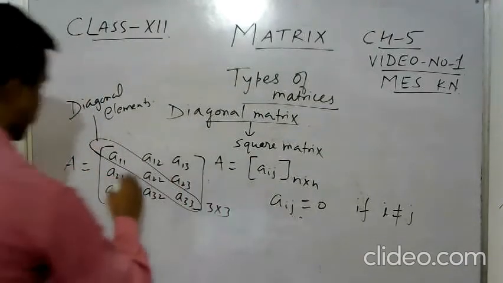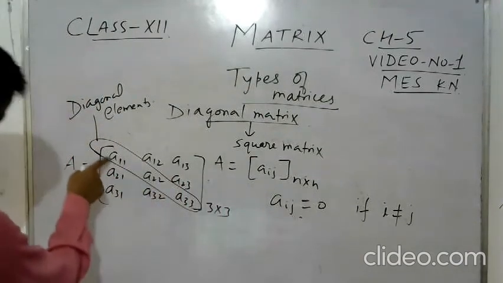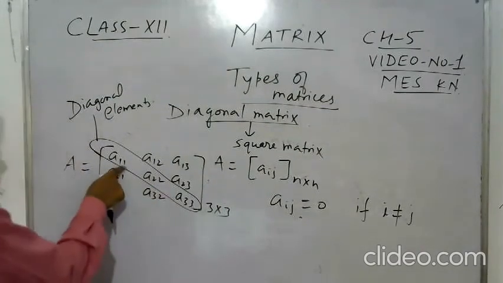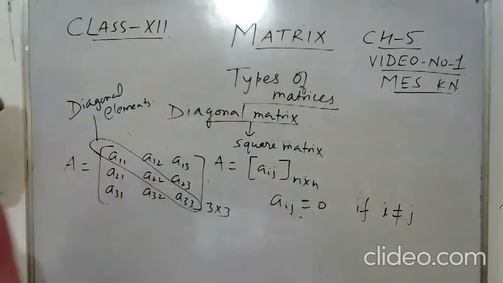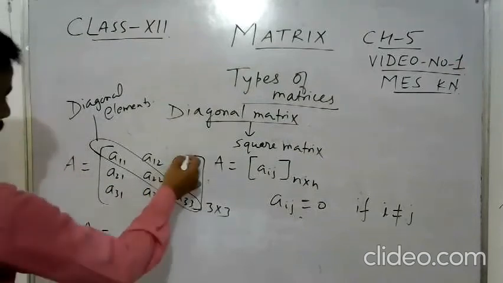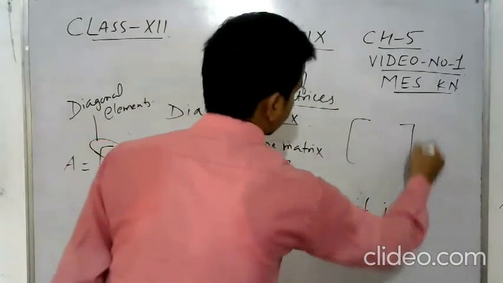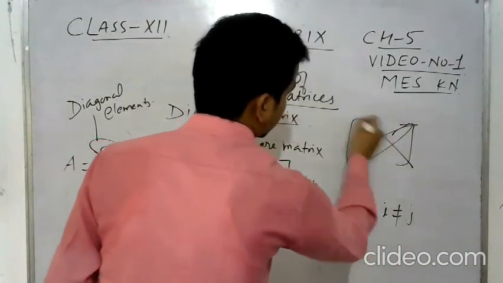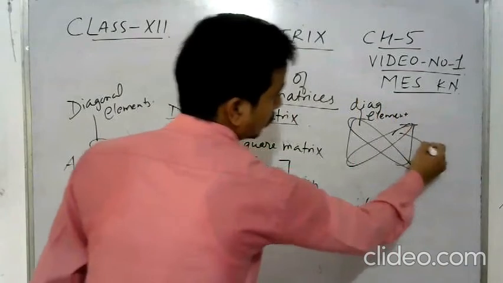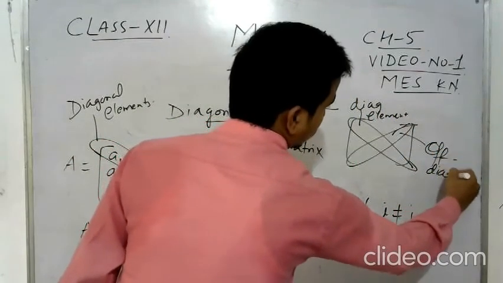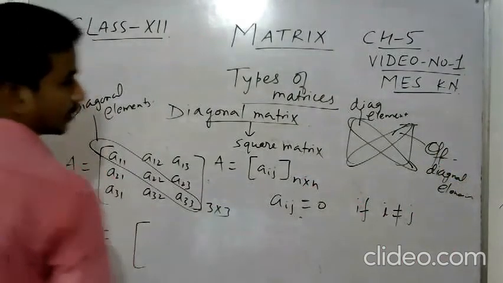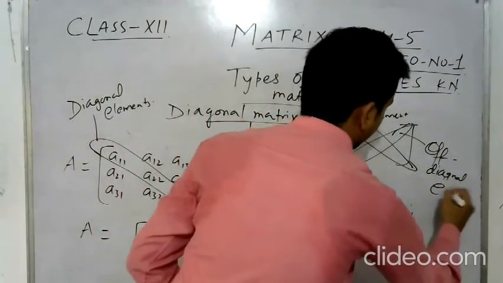If all the elements except the diagonal elements are 0, then we say that such a square matrix is known as a diagonal matrix. For the diagonal elements, i is equal to j: a11, a22, a33. The number of row and number of column is the same. So this is a square matrix, and these are known as diagonal elements, and the others are known as off diagonal elements.